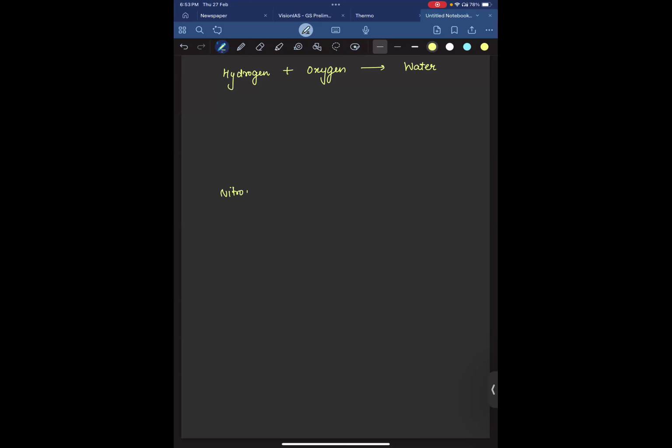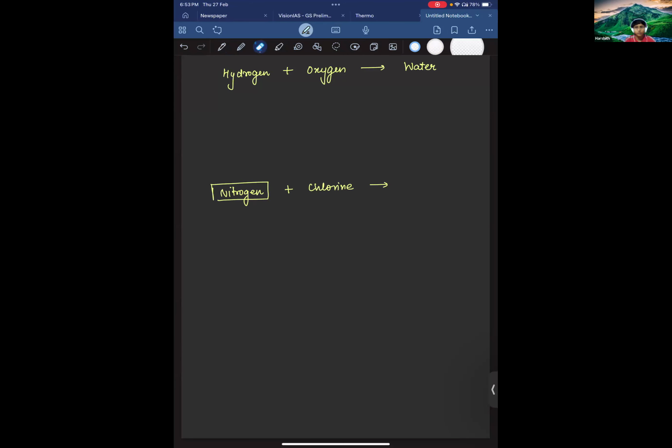Nitrogen and chlorine, salt, common salt. Was this nitrogen? No, ma'am, it's sodium. Sodium plus chlorine is common salt. So this was sodium. You must be confused because the symbol of sodium starts with N. It is Na. So you shouldn't be confused with this. Write clearly that sodium is Na. For nitrogen, the symbol is N. For sodium, the symbol is Na. And we will form the common salt.